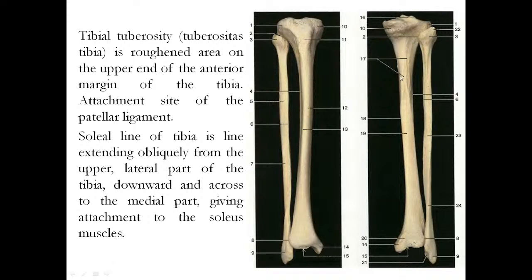Soleal line, you see the soleal line of the tibia, located on the posterior surface, is a line extending obliquely from the upper lateral part of the tibia downward and across to the medial part, giving attachment to the soleus muscle, musculus soleus. This is the origin of the soleus muscle.